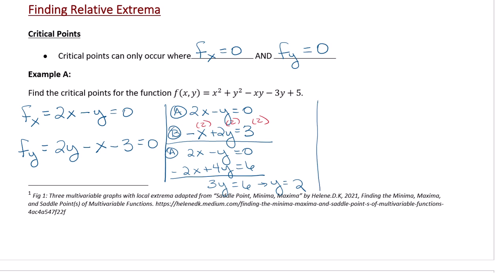We have found the y. Now we have to find the x. We can plug that y back in. So let's say equation A. So 2x minus our y value of 2 equals 0. 2x equals 2, so x equals 1. So that means the point (1, 2) is a critical point.